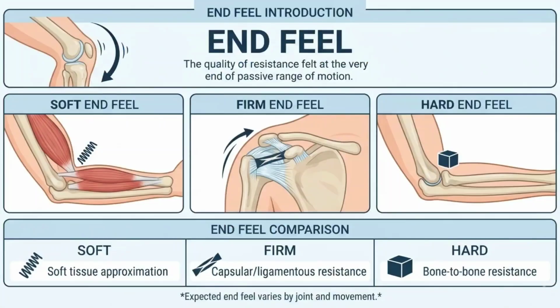Another useful clinical concept is the end feel. End feel describes the quality of resistance perceived at the end of passive joint movement. There are several types of end feel. A soft end feel occurs when the soft tissues approximate at the end of the movement. A firm end feel can occur because of tension in muscles, capsules, ligaments, or other soft tissues.